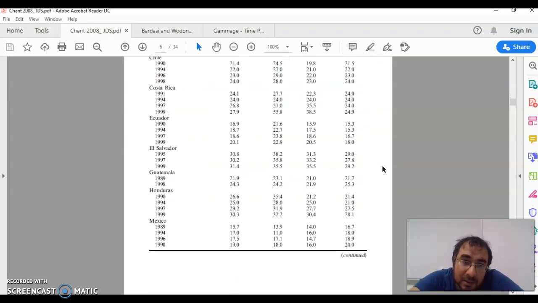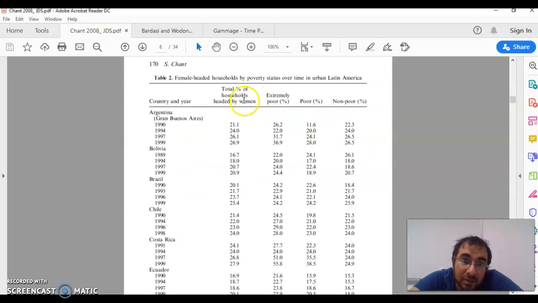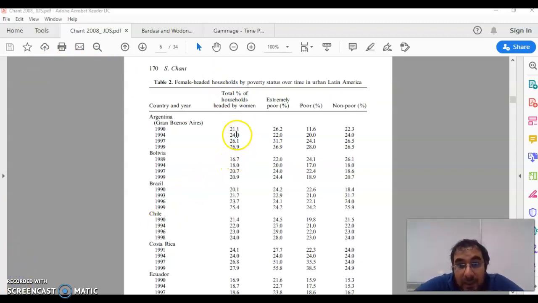What about single mothers? So this is the data for the single mothers. This is total households headed by women, and these are the female-headed households by poverty status in urban areas. So, on this table you can see what is the percentage of overall female-headed households in the urban areas of the countries and basically the trend of it, as well as the female-headed households among the extremely poor, and the non-poor people.